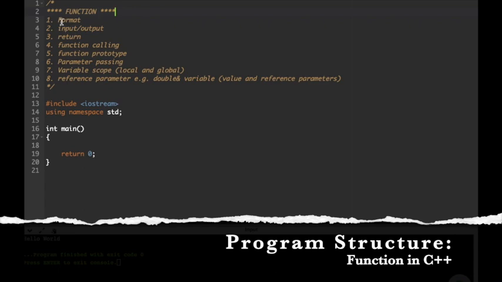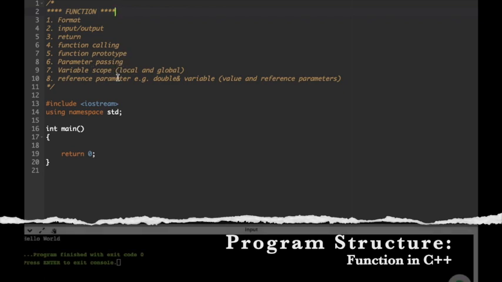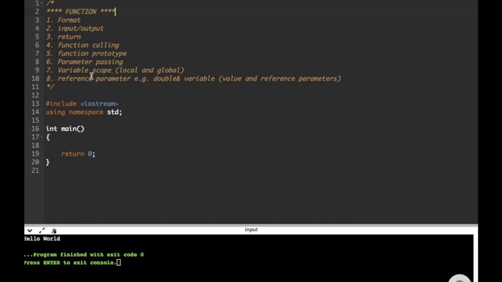So we'll be talking about the format, the input/output, the return in functions, and how we can call or use the functions, and prototype, parameter passing, and also a little bit on the variables. I've touched on this in my previous video, and also the reference parameter. We have value and also reference parameters. Let's have a look. I'll talk about this based on an example.